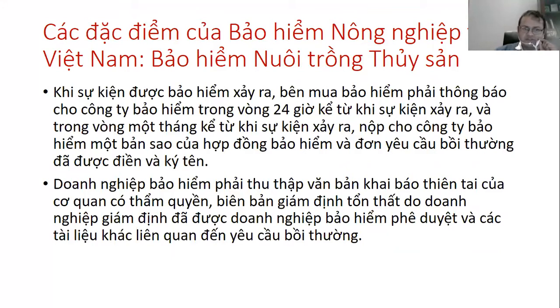In terms of the claims process, when the insured event occurs, which can be any of these natural disasters, the policyholder must notify the insurance company as soon as possible, typically within 24 hours of the event occurring. Then within 1 month, the farmer should submit to the insurance company a copy of the insurance policy and a filled and signed claim form.